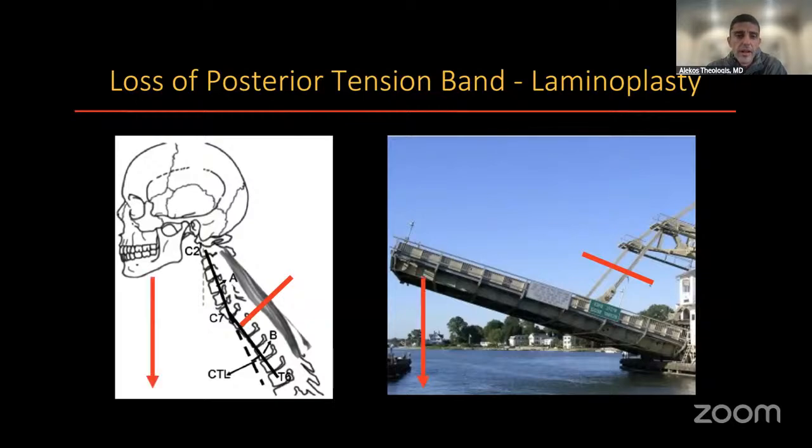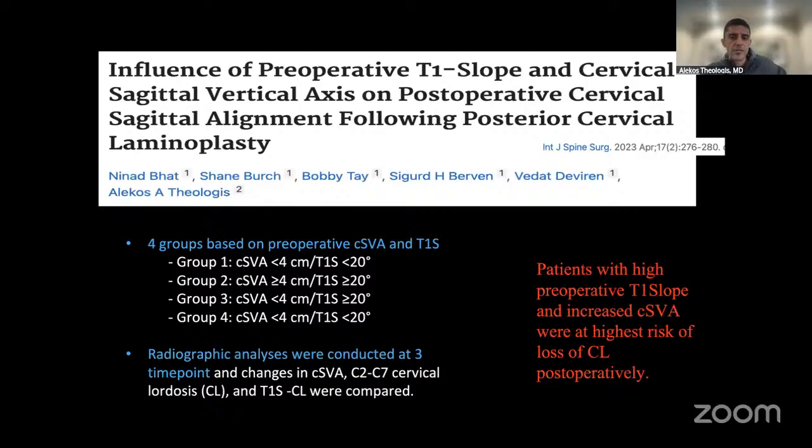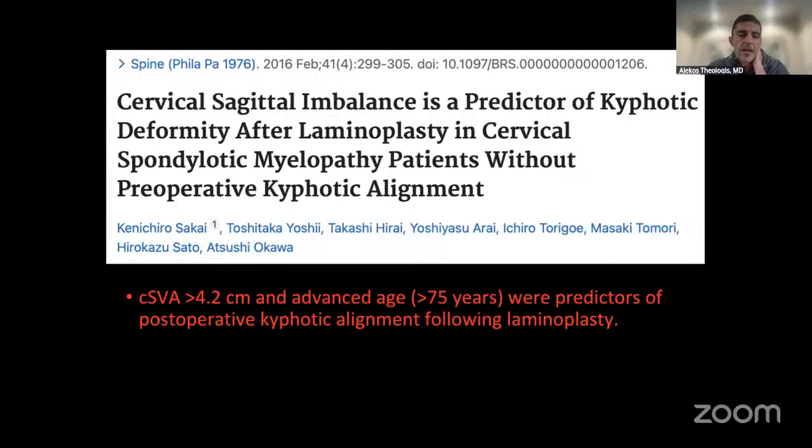We did a study several years ago looking at 4 groups based on their preoperative CSVA and their T1 slope, and all laminoplasty patients and those with a high T1 slope and an increased SVA were at highest risk of loss of cervical lordosis. This has also been demonstrated by a Japanese group in 2016, where an increased C2-7 SVA of more than 4.2 centimeters and advanced age were predictors of post-op kyphotic alignment following laminoplasty.